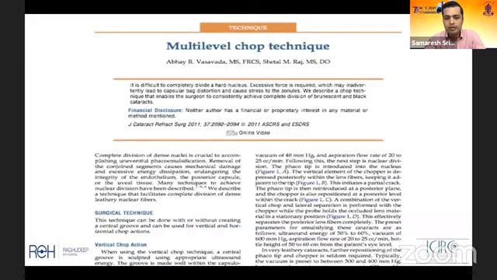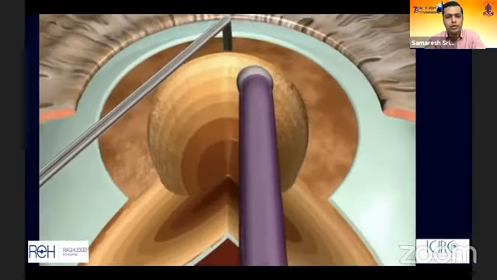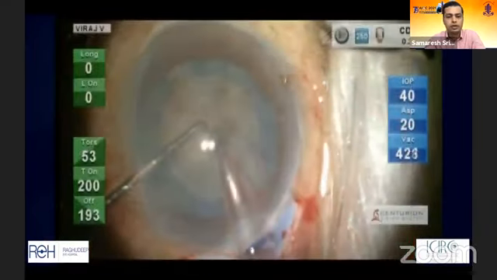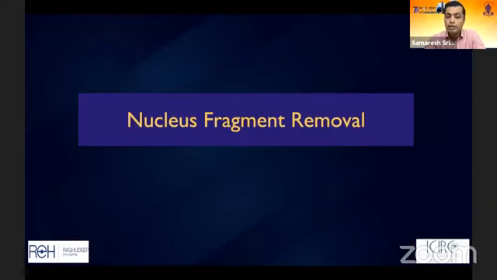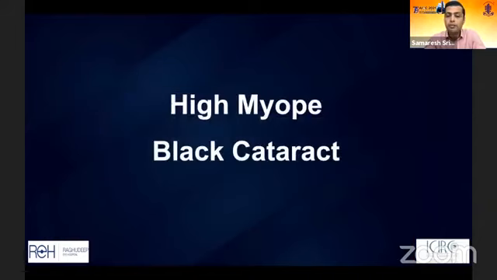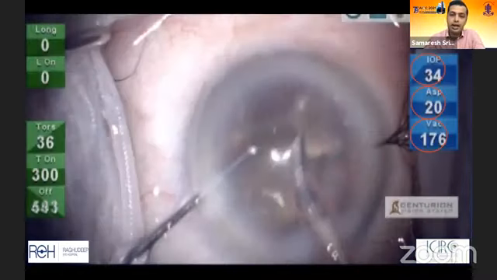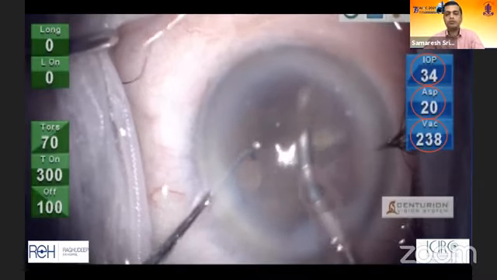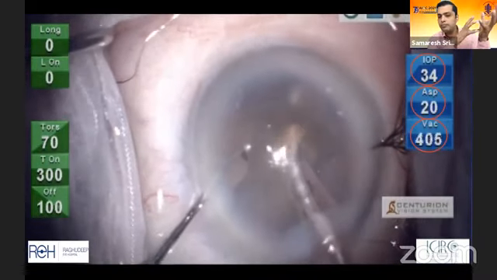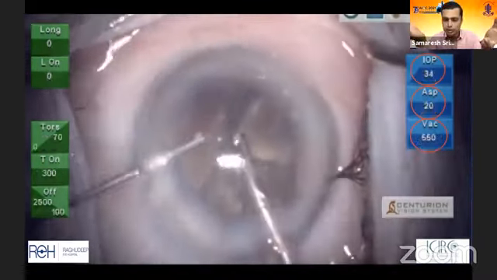We published this multi-level chop technique again, and I'm not going to dwell over this because it's not the point of concern today. But once you've chopped the nucleus, fragment removal becomes the next big challenge, because in a black cataract, fragment removal can cause surges to happen during the surgery. And again, this is to highlight how you can play with lower fluidics. If you have your input and output, it doesn't really work with Sejurin, but it will work with any good machine.